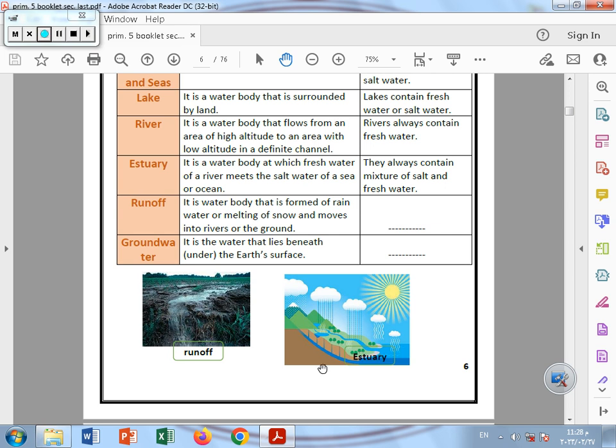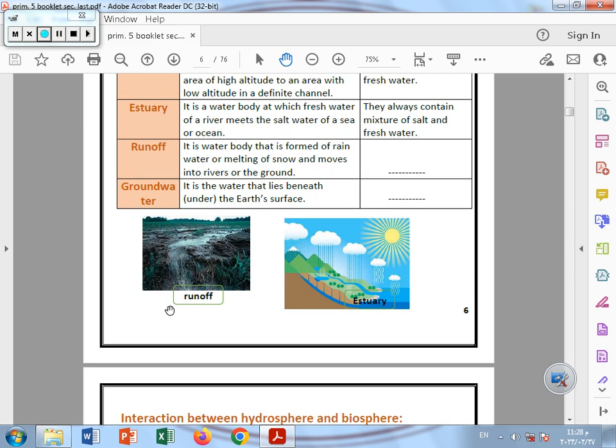And we have runoff. Runoff is water formed of rain or melting snow that moves into rivers or inside the ground. And we have the groundwater that we can find under the Earth's surface. So we have to go deep inside the Earth to find this groundwater.